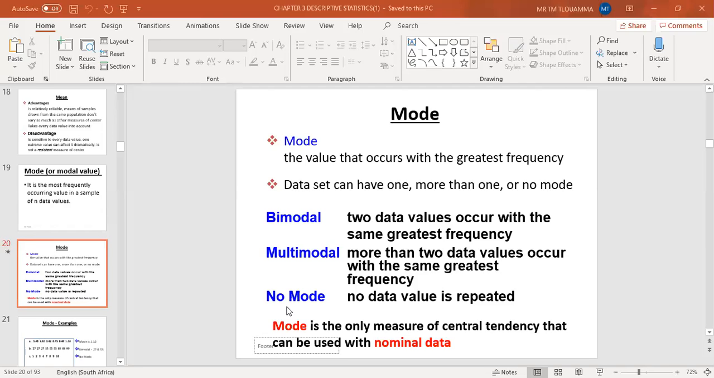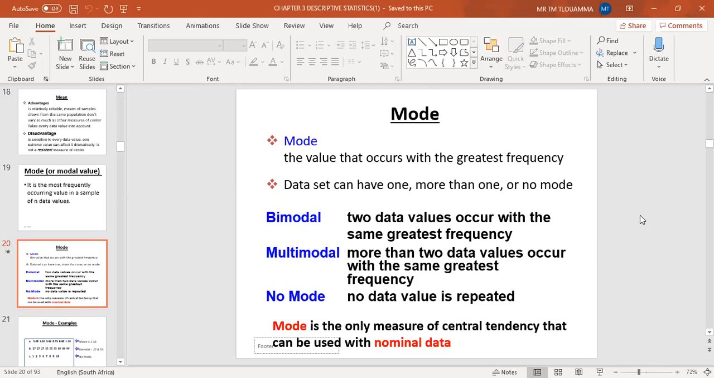No mode is just what we did not so long ago, whereby we say it's 0. So with no mode, no data value is repeated. Someone asked, will I be wrong if I say no mode? No, you won't be wrong. That's correct. You can just write 0 and then in brackets say no mode. We are not having any mode, so none of our data values is repeated. Okay.